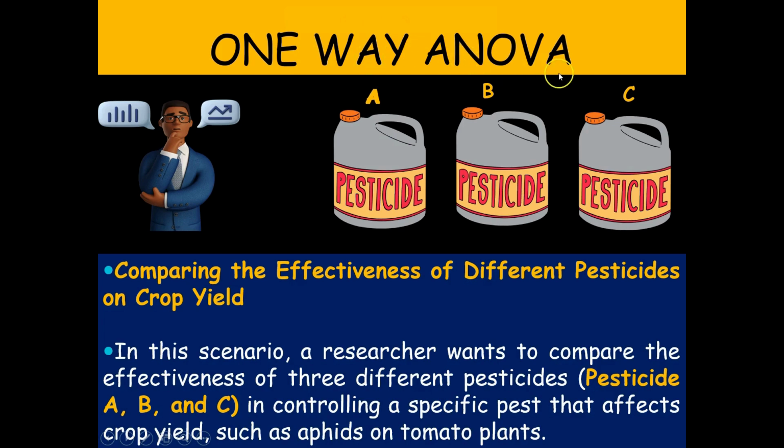An example of one-way ANOVA is comparing the effectiveness of different pesticides on crop yield, where you want to see whether there exists a significant difference among different objects of comparison with respect to a variable of interest. In this scenario, a researcher wants to compare the effectiveness of three different pesticides, A, B and C, in controlling a specific pest that affects the crop yield, such as the effects on tomato. Such a scenario comes under the category of one-way ANOVA.